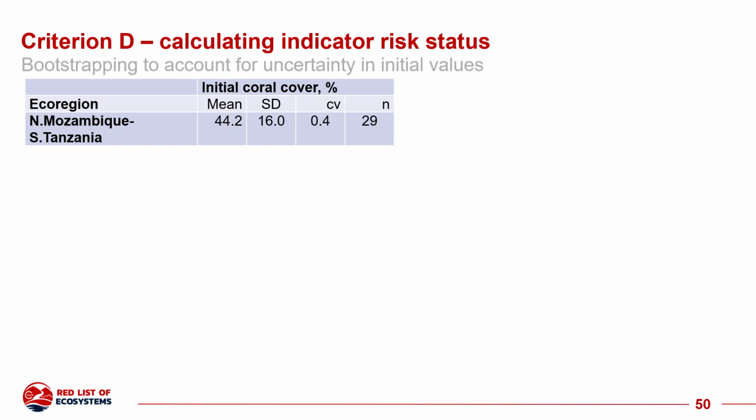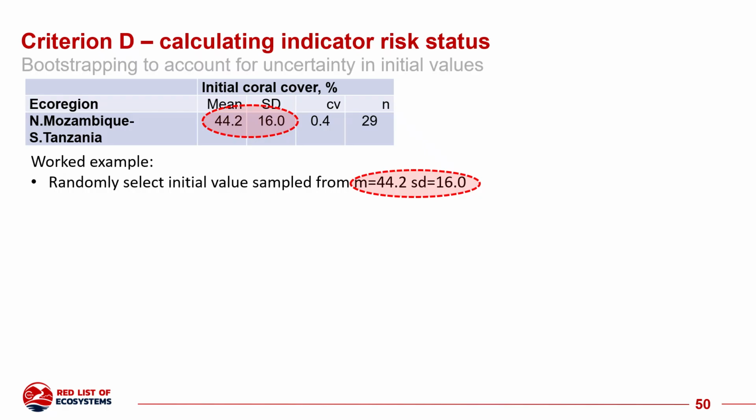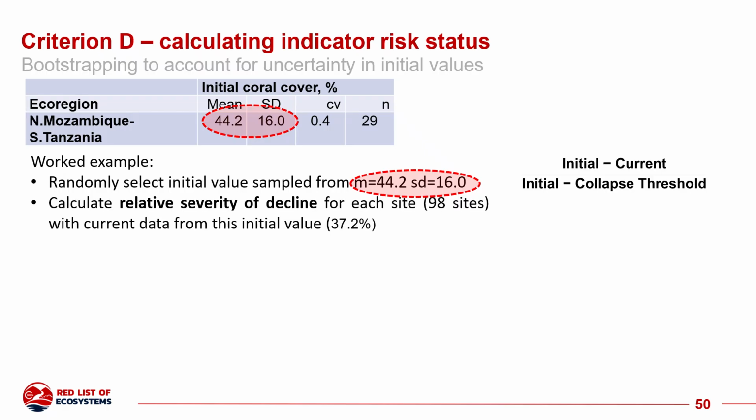Here's how it worked. In this example, for hard coral cover in the northern Mozambique, southern Tanzania assessment unit, the estimated initial value for hard coral cover from the 1970s was 40.2%, with a standard deviation of 16%. Using bootstrapping, an initial value was randomly drawn for each reef site from a normal distribution with this mean and standard deviation, for example, 37.2%.